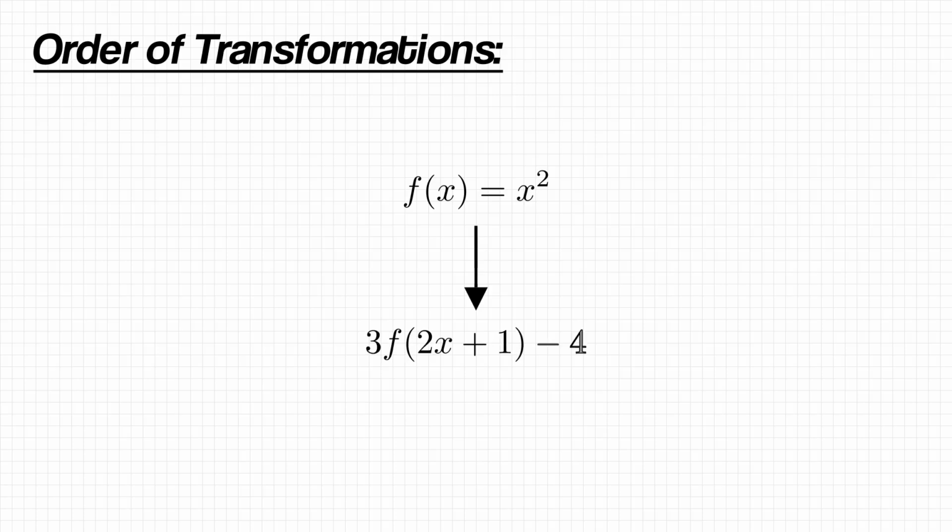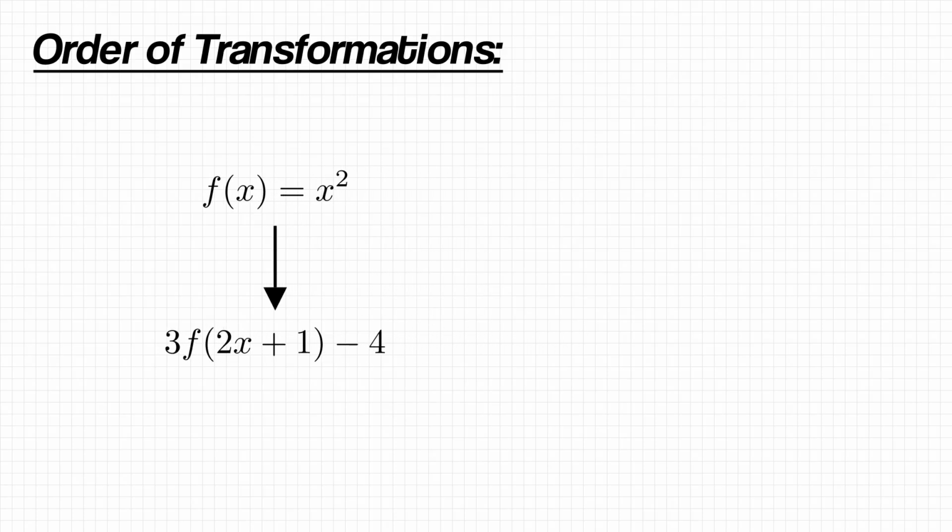As an example, let's take a point on the graph of f(x) = x² and transform it to its corresponding point on the graph of 3f(2x + 1) - 4. If we take the value of x equals 3 and run it through the function, we would get 9. So the point (3, 9) lies on the graph of f(x) = x². The first transformation we apply is horizontal translations.